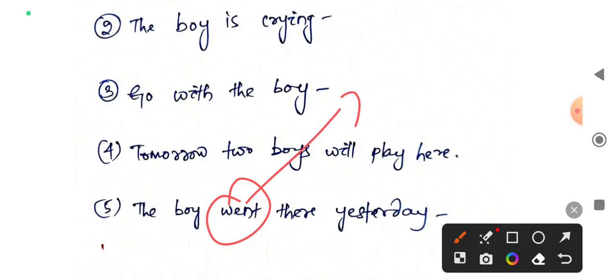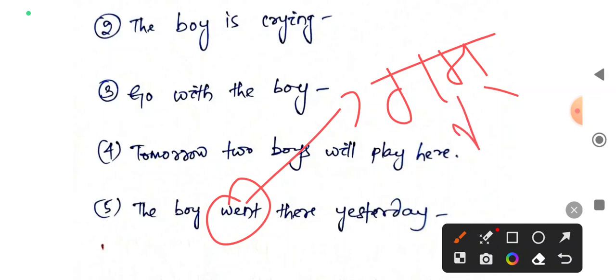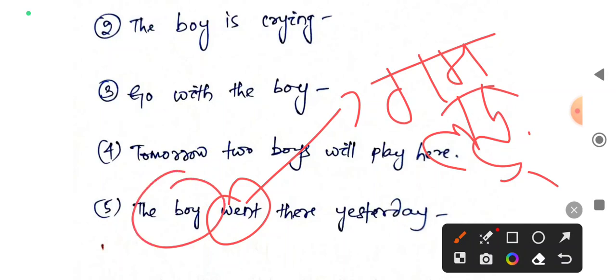So I need to use gam dhatu. Gam dhatu means the verb gam. For past tense, I need to use long lakar. Long means past tense. And here the subject, the boy, indicates third person in English. So in Sanskrit it will be pratham purush.